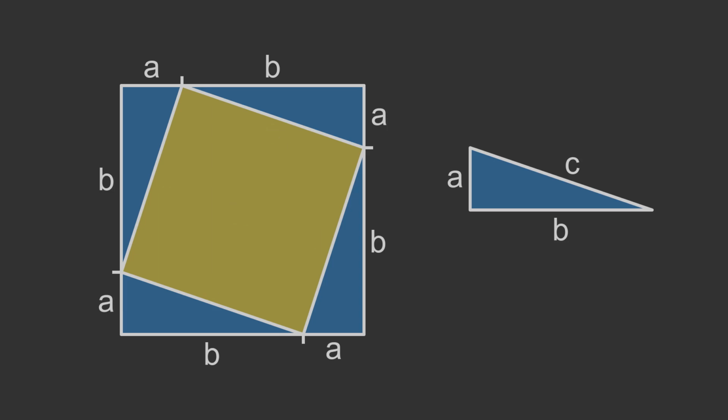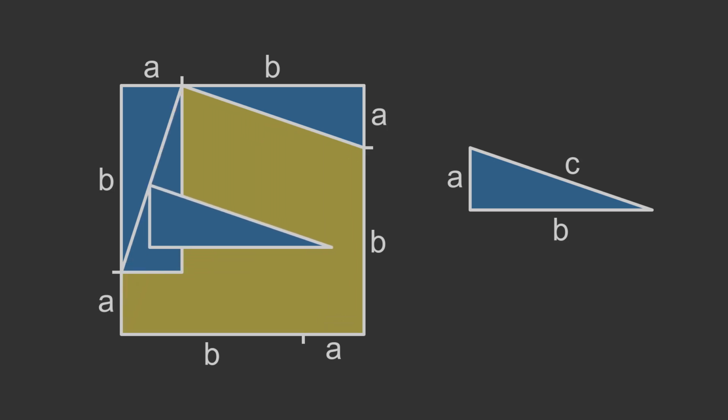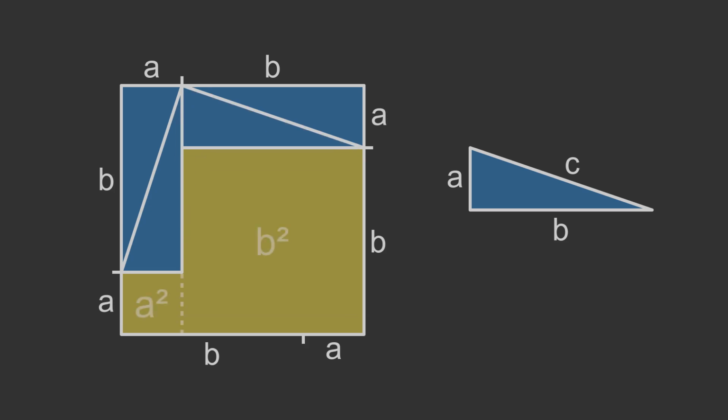We can rearrange the blue triangles to form two rectangles, each of size a by b. In this arrangement, the yellow area can be divided into two squares. One has side length a, so its area is a squared. The other has side length b, so its area is b squared.